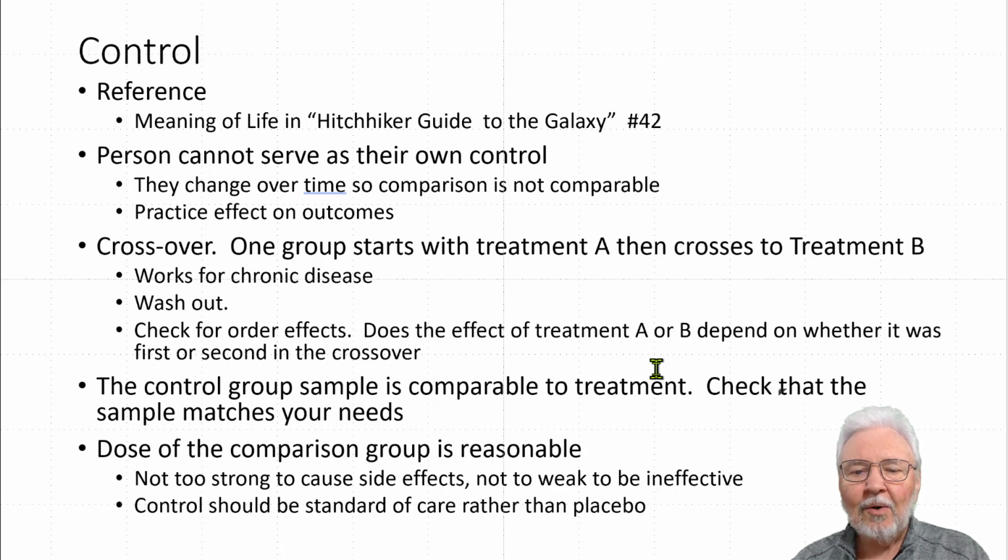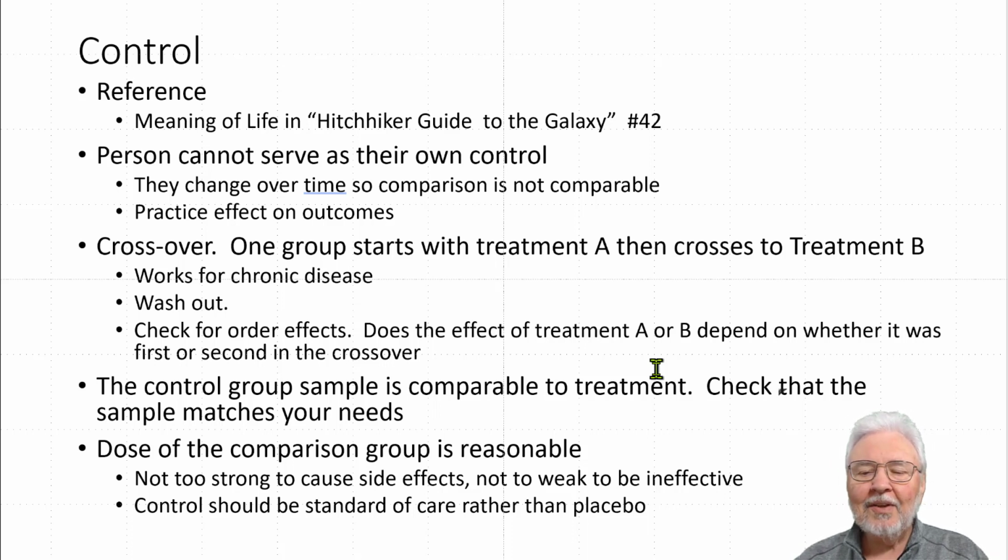Is that a fair control? We've already talked about a person who cannot serve as their own control. Person changes over time, so the comparison is not comparable. There's practice effects on outcomes and so forth. Now, there's a design called a crossover design. Now, it's kind of a pseudo-random thing. One group, there's two treatments, let's say. There could be more, but let's say there's two treatments, a treatment A and a treatment B. And a person starts out with treatment A and then goes on to treatment B.